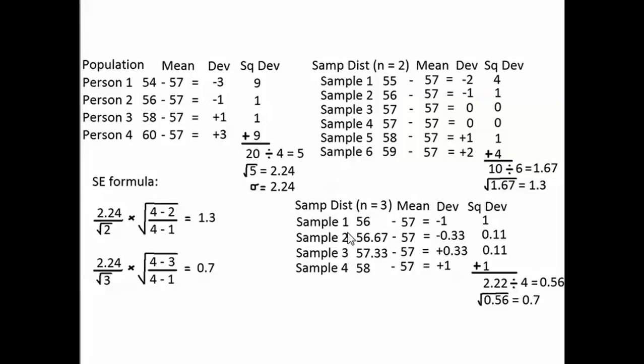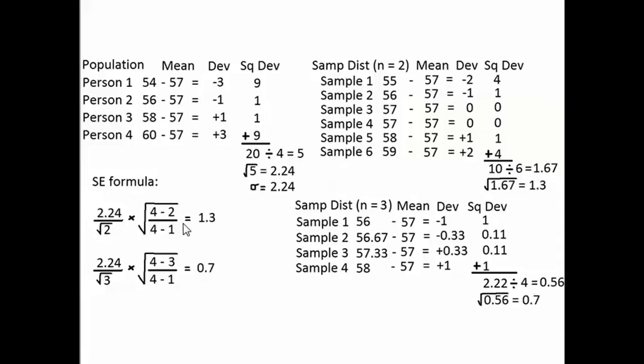So basically, there's 2 ways to find the standard error. You can sort out the population into all possible samples of your sample size, calculate the mean of each sample, and then calculate the standard deviation of all of the sample means. Or you can just use the standard error formula.